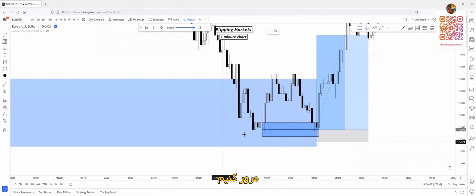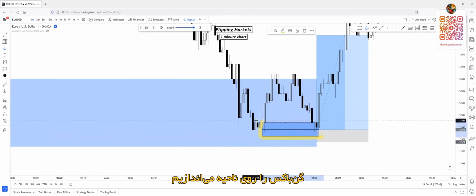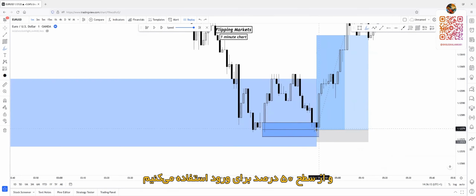Once again, the wick is bigger than the 50% of the whole candle, Gambox on the zone, 50% entry, and you are in the trade.